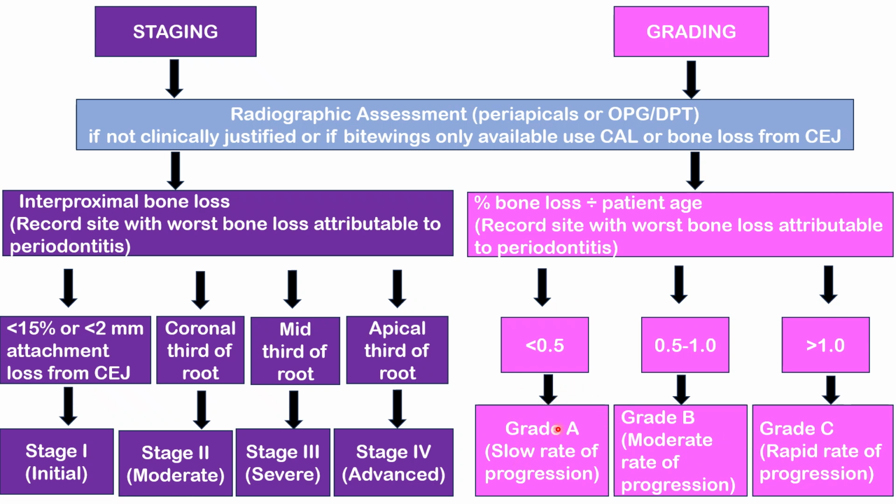The first one, grade A, is slow rate of progression. In this, the ratio of bone loss to patient age is less than 0.5. In grade B, which is moderate rate of progression, it is 0.5 to 1. And in grade C, that is rapid rate of progression, the ratio is greater than 1.